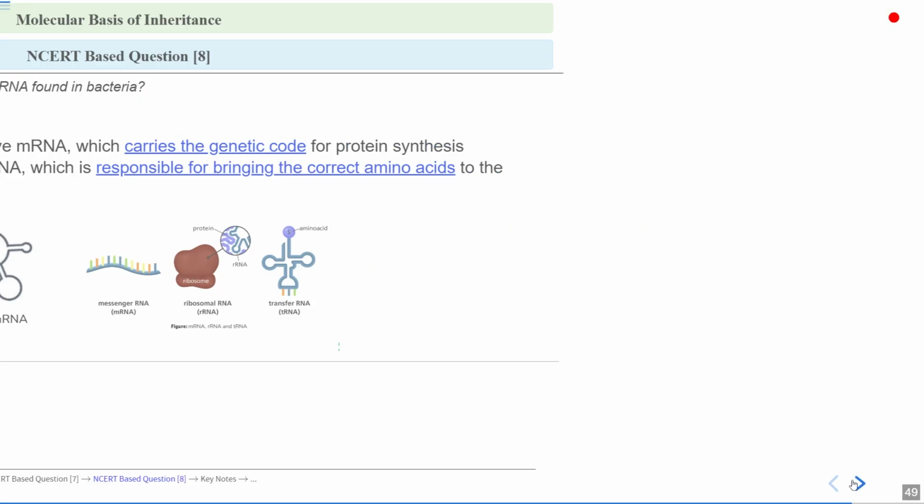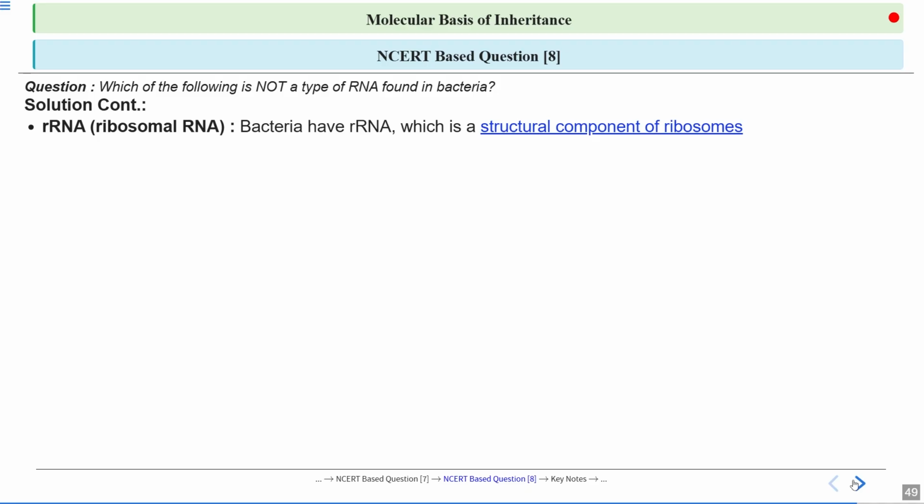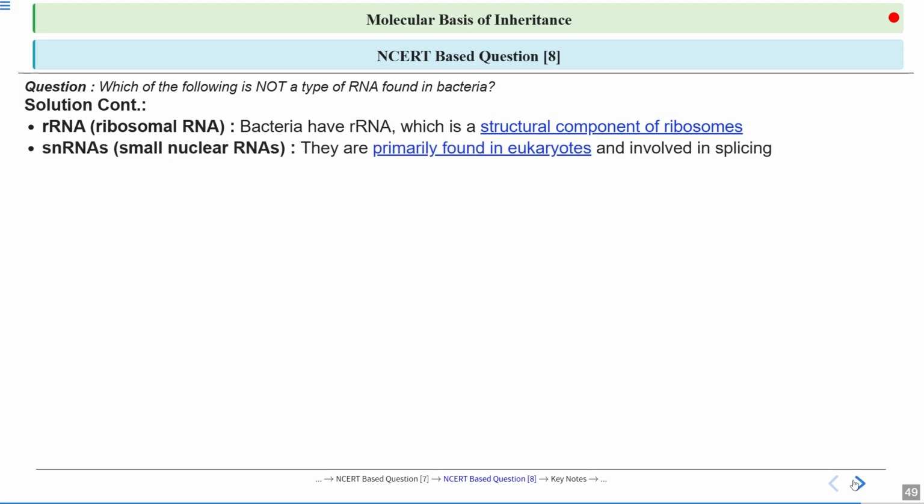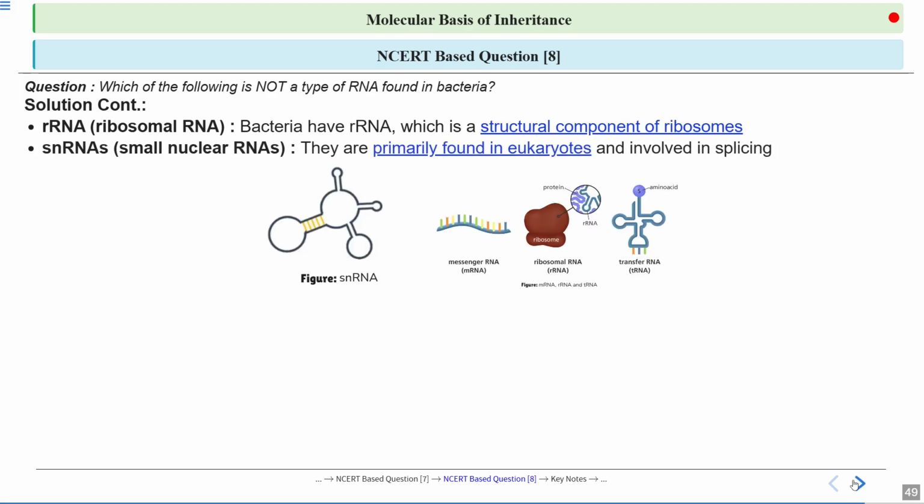Okay, I will explain in the next slide. Then rRNA, which is ribosomal RNA. Bacteria have rRNA, which is a structural component of ribosomes. And snRNA, that is small nuclear RNAs, are primarily found in eukaryotes only and are involved in splicing only. So this is how an snRNA looks. This is mRNA, this is rRNA and this is tRNA.